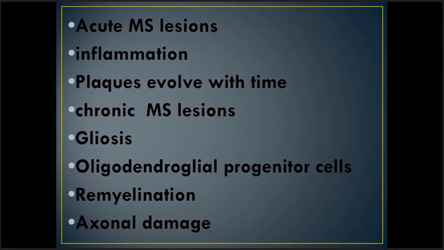The plaque with time evolves, and evolves to what? To a chronic lesion. In the chronic lesion, in addition to limited inflammation, there is gliosis, and the gliosis starts at the periphery of the plaque and advances toward the center of the plaque.